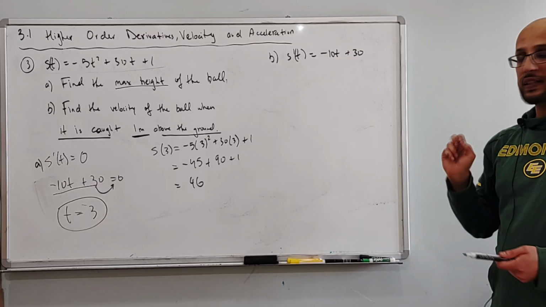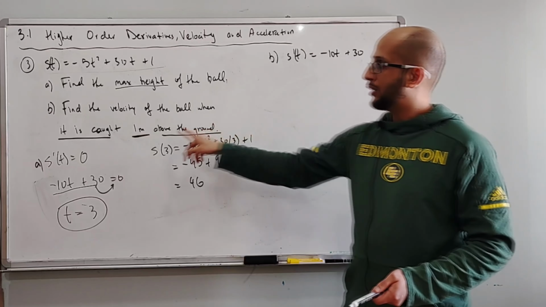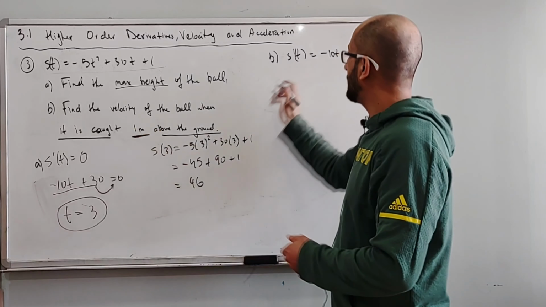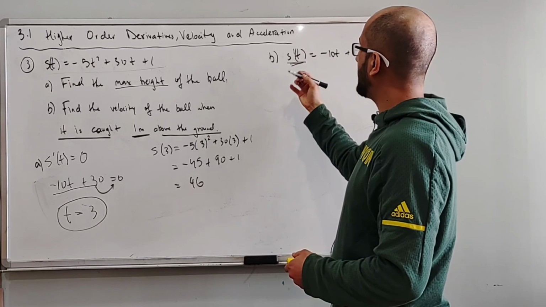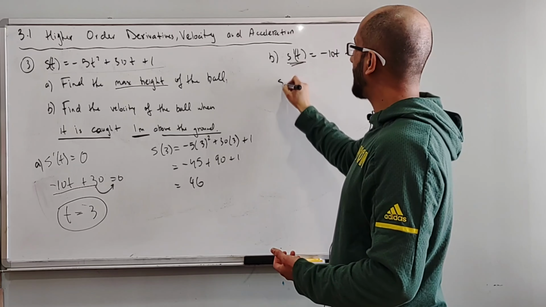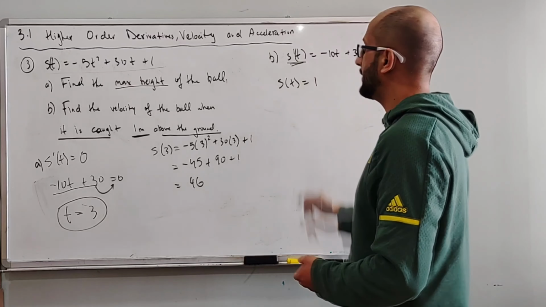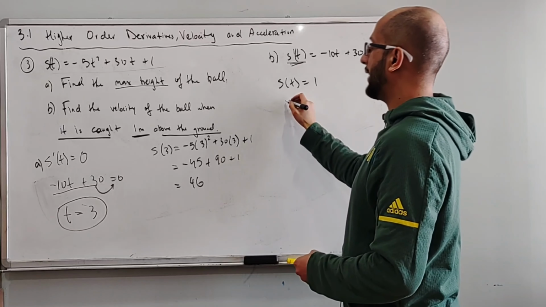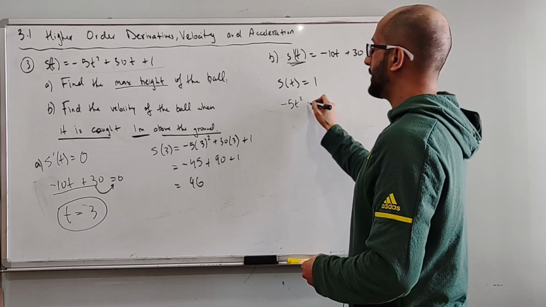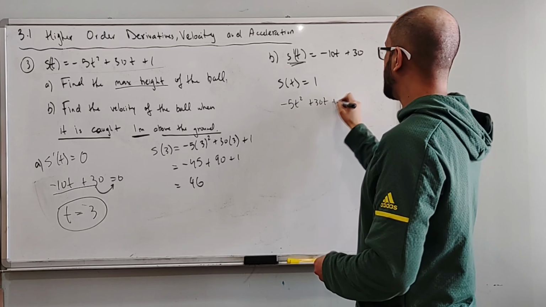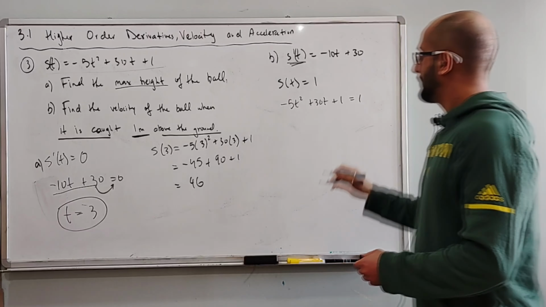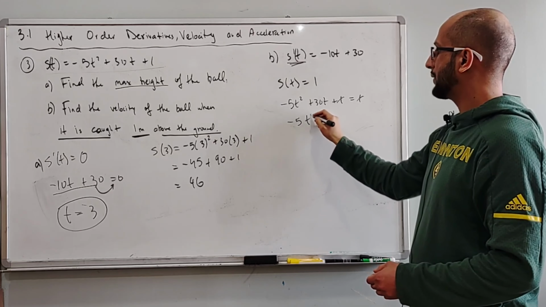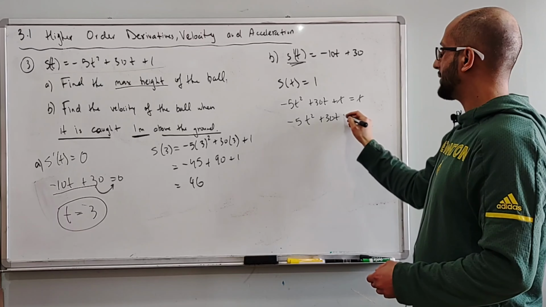Now to find the velocity, we would need a t value to plug in, which is not given directly. We need to find the time that the ball is caught. The ball is caught 1 meter above the ground. So in order to find t, we have to find out when s at t is equal to 1. Okay, so we're going to have negative 5t squared plus 30t plus 1 is equal to 1.